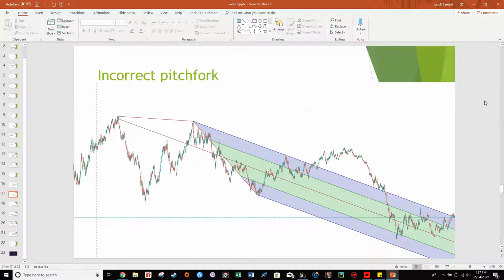Chad? Is there a lot of pips to be made though in those small gaps? Absolutely. It depends on the time frame that you're doing it.